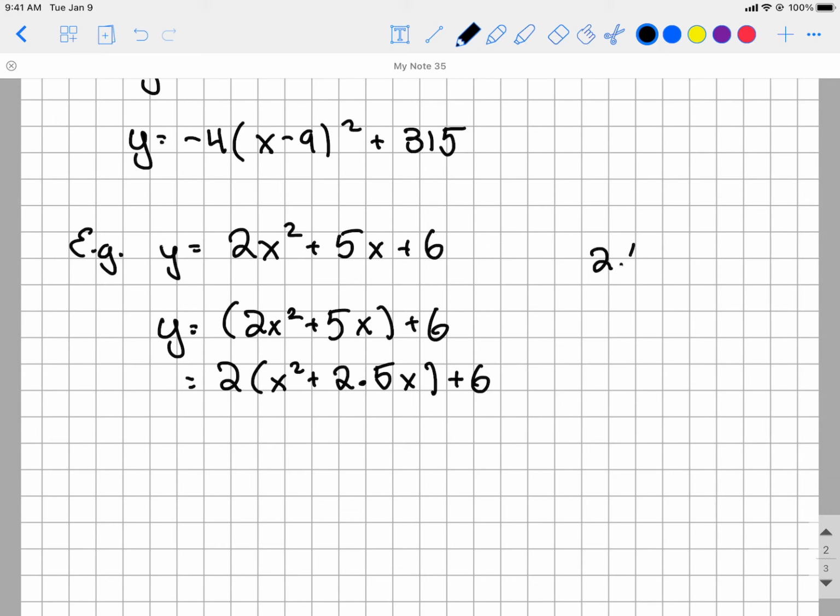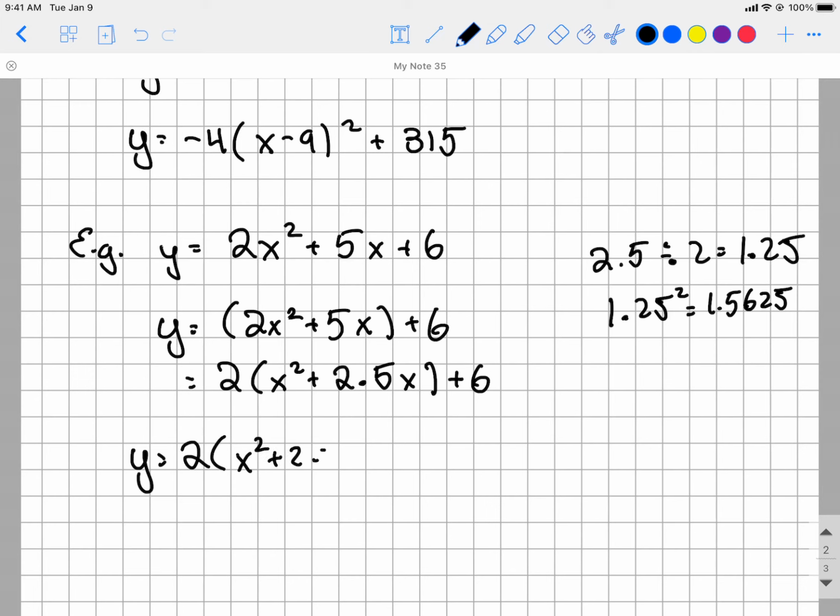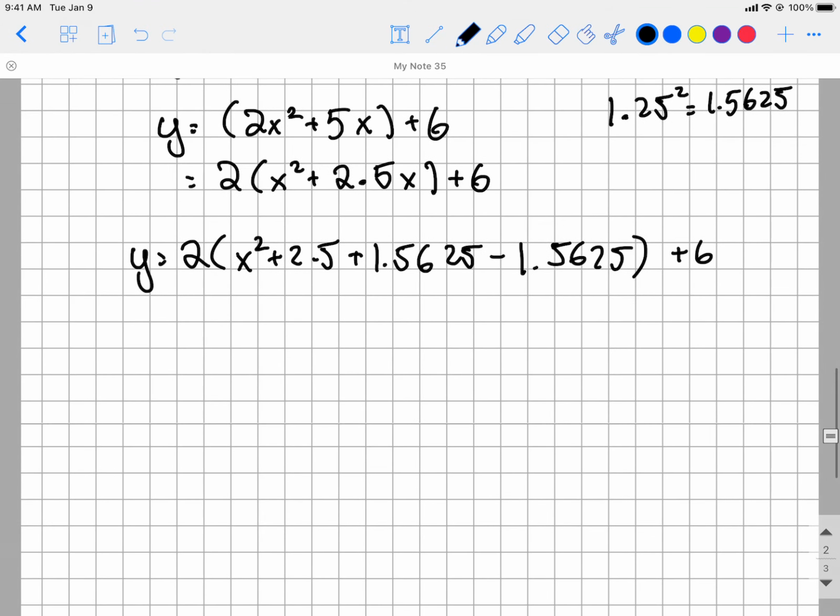So 2.5 divided by 2 is 1.25. And 1.25 squared is 1.5625. So that's what we're going to be adding and subtracting inside of our brackets. So we've got x squared plus 2.5x, and then adding 1.5625 and subtracting 1.5625. And as always, don't forget your plus 6 or whatever your c value is at the end.